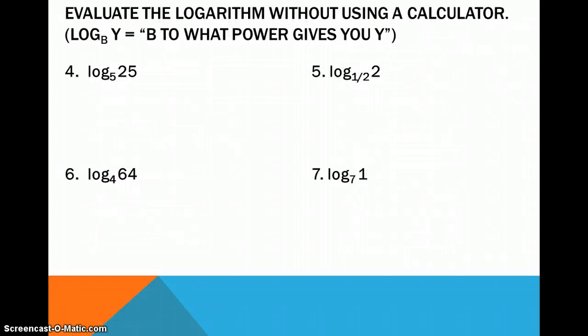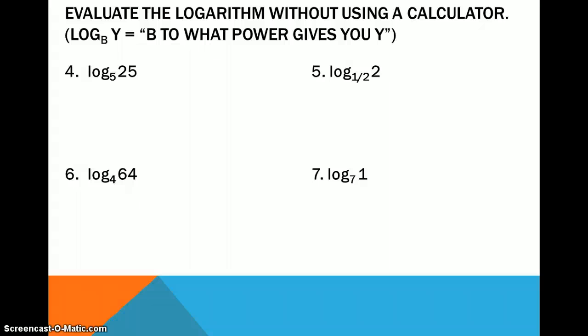Let's try another one. Evaluate the logarithm without using a calculator. What does that mean? That means I don't want you to use a calculator. If you have log base b of y, another way to think about this is it's the same thing as saying b to what power gives you y. I've taught it like that before in the past, and I don't feel like it's as helpful.